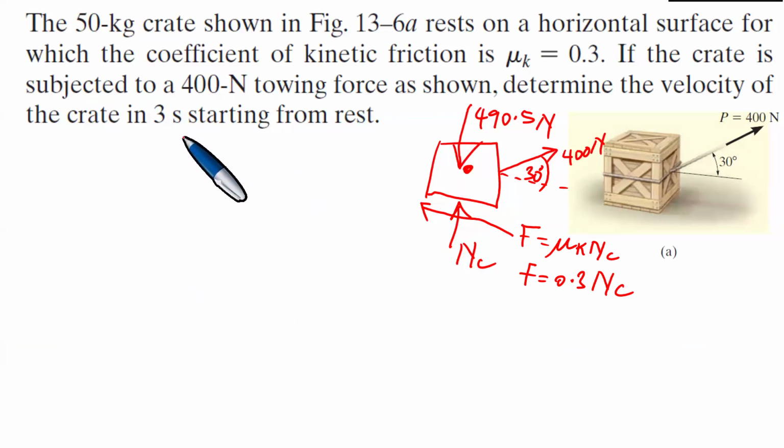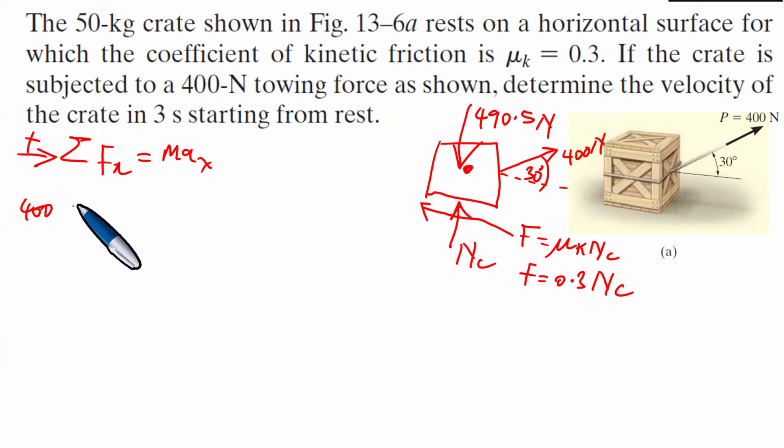the couple of things that remain important: as this crate is pulled towards the right, we choose that direction as positive, and we have our sum of F sub X, which according to Newton's second law is m a x, like so. What is the horizontal force? 400 cosine 30. 400 cosine 30 is in that direction, which is the horizontal component of the 400 Newton force.